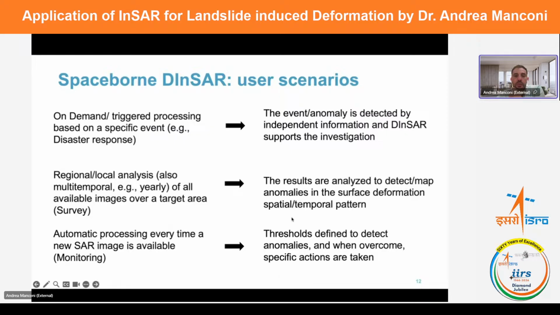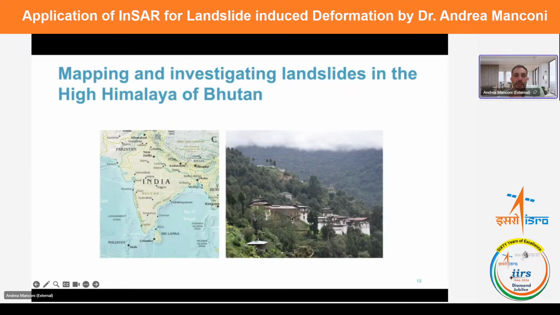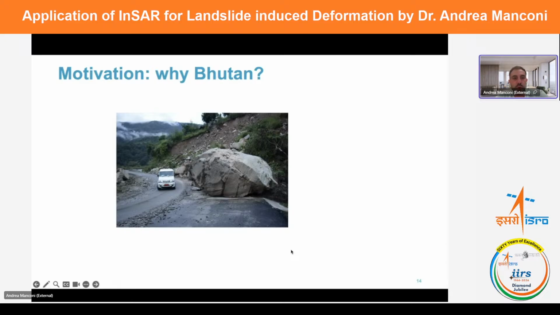Now, I would like to show you some examples, some ideas, and some specific work we have been doing on these kinds of scenarios. The first example I would like to show is the mapping and investigation of landslides in the high Himalaya of Bhutan. So that's a project that was part of a PhD project several years ago at ETH, co-supervised by myself. So you would ask why we wanted to work in Bhutan. It's quite clear that in Bhutan, like in all the Himalayan range, we have a specific problem with landslides that are touching transportation corridors.